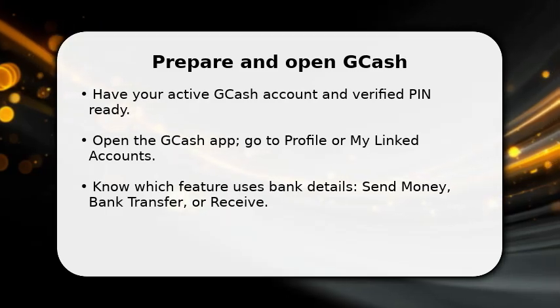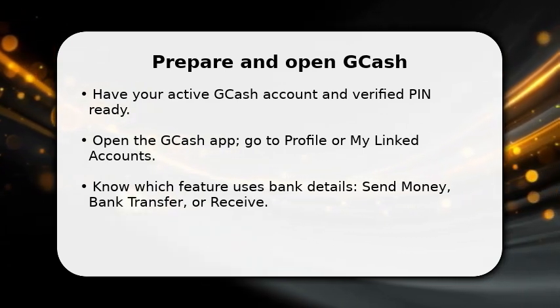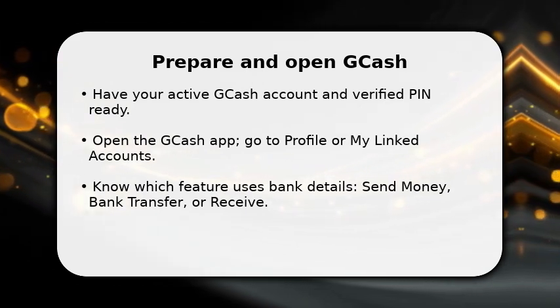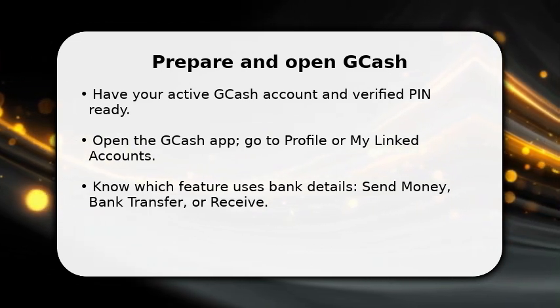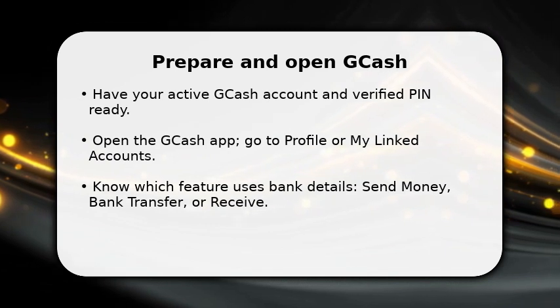You start by opening Gcash and signing in. Make sure your account is verified and you know your 4-digit PIN. Once done, tap Profile or the menu with linked accounts, because SWIFT codes are tied to underlying banks, not Gcash itself. You need to identify which bank partner holds the receiving account.